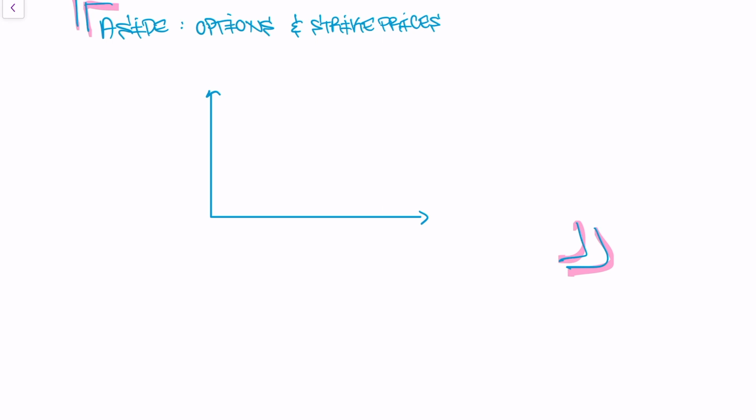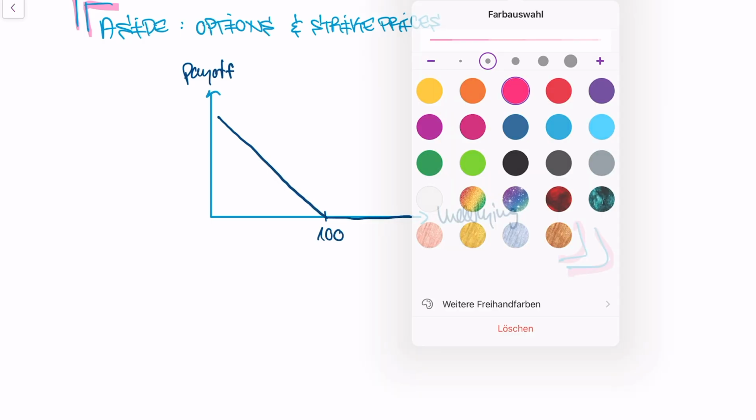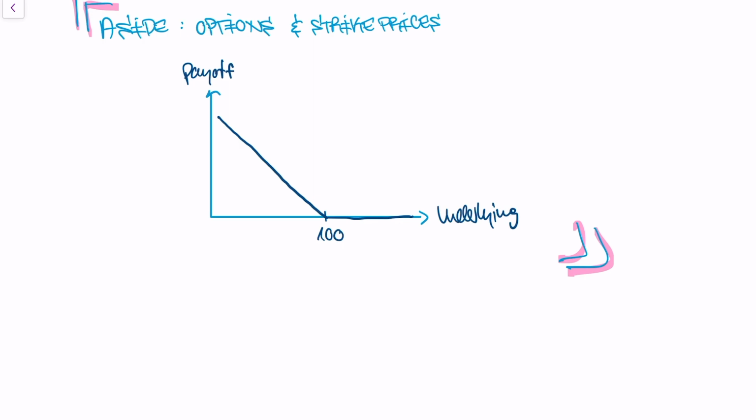So I'll plot some options in this graph. On the x-axis, you have the underlying of the option. This is the asset that the option is on. And on the y-axis, you have the payoff of the option. Let's say the strike price for my first option is 100, and it's a put option. So the payoff profile of this put option will look like this. And let's say there's a second put option, but this put option has a strike price of 80. So this will be its payoff profile. So this is option 2 and this is option 1.